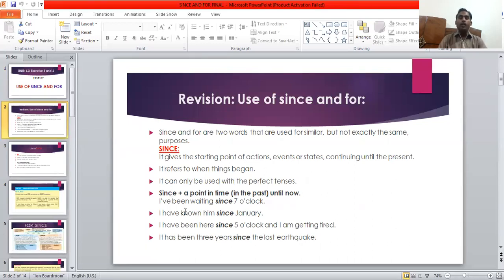For example, I have been waiting since 7 o'clock. Now, since when am I waiting? Since 7 o'clock. So I know the start point, so that's the reason we are using since. We have not said from 7 to 8 o'clock or 2 hours. We know just a starting point, 7 o'clock. So we use since. I have known him since January. I have been here since 5 o'clock and I'm getting tired. It has been 3 years since the last earthquake.